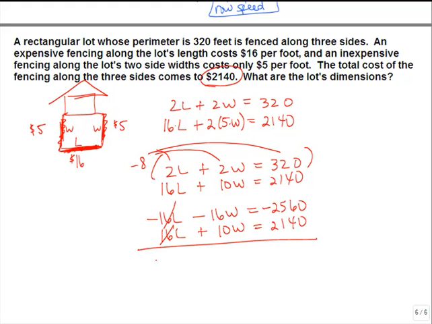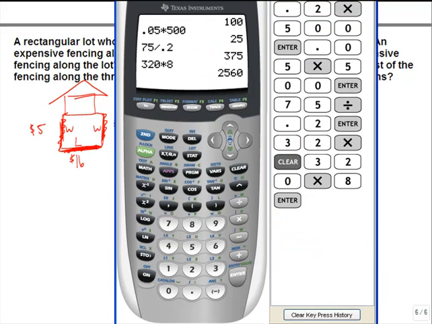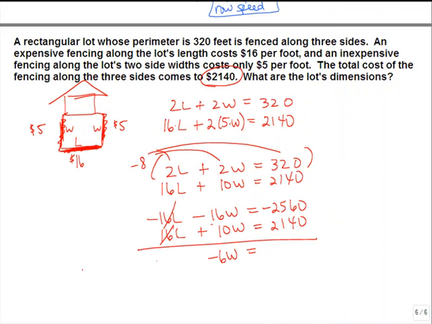So the L should cancel out when I add down. Negative 16 plus 10 is negative 6W. And I need to figure out what 2560 minus 2140 is. So this is going to be 420, but it's going to be negative because the larger number was negative. And then I'm going to divide through by negative 6, which is good because then my two negatives cancel out. And 420 divided by 6 is 70. So the width is 70, and notice our units up here were feet. So the width is 70 feet.